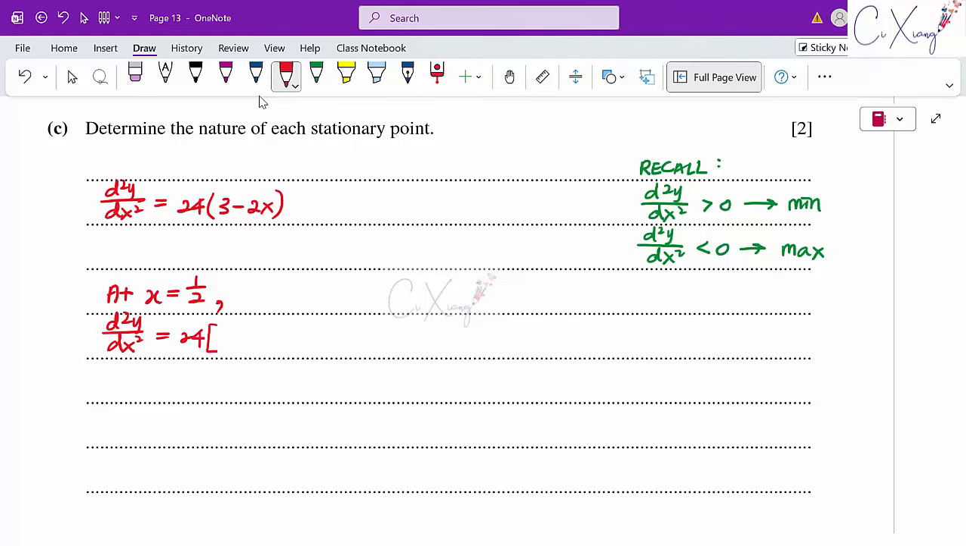Substitute the half into your equation. Then by right, your d²y/dx² has a value of 48. If I compare it, it is actually greater than 0. When you are having d²y/dx² greater than 0, what is the particular stationary point? Basically, it is a minimum point. So you can just write out a conclusion here: (1/2, 20) is a minimum point.